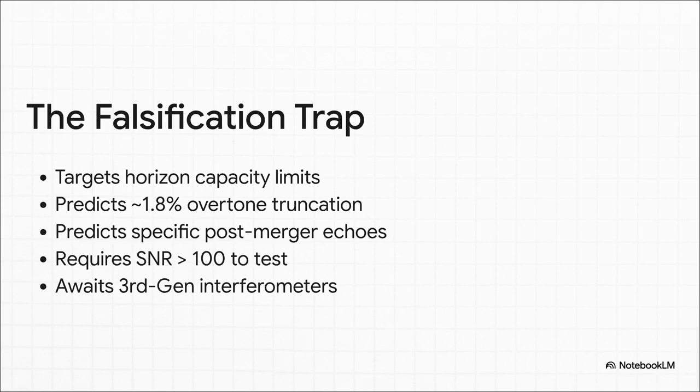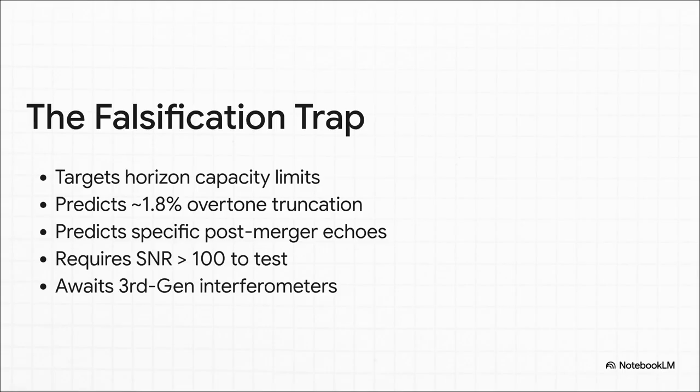Well, because the event horizon of a black hole is actually pixelated by that 7 over 384 structural offset we talked about, it isn't perfectly smooth. Unified dynamics firmly predicts that when black holes merge, the resulting gravitational wave ringdowns will show a strict 1.8% deviation, specifically an overtone truncation, which is essentially a missing mathematical ring in the echo of the collision.